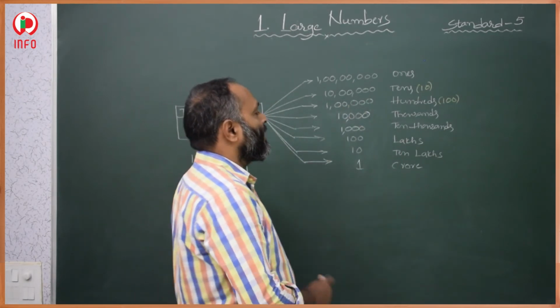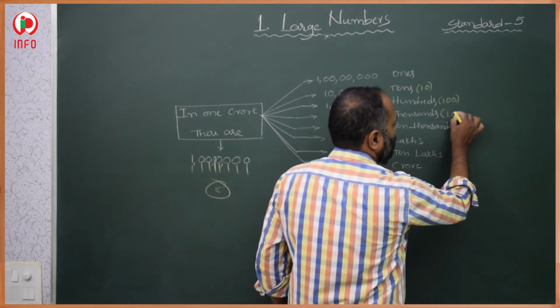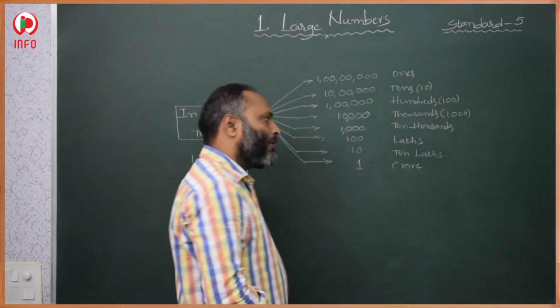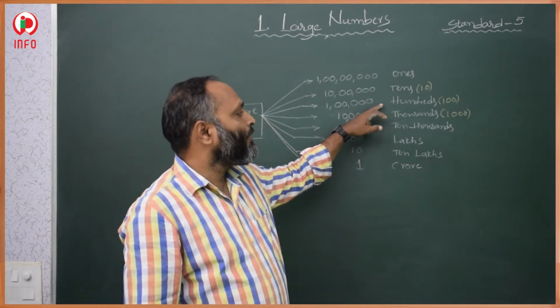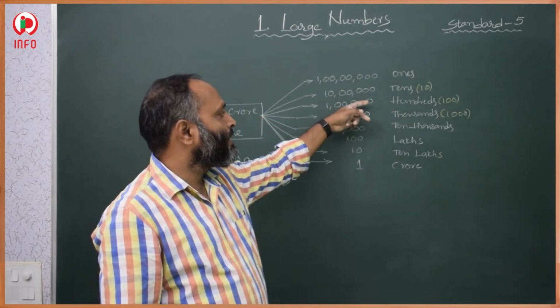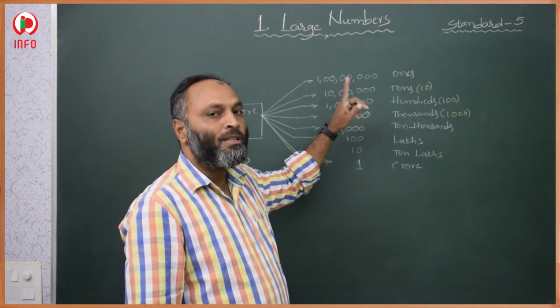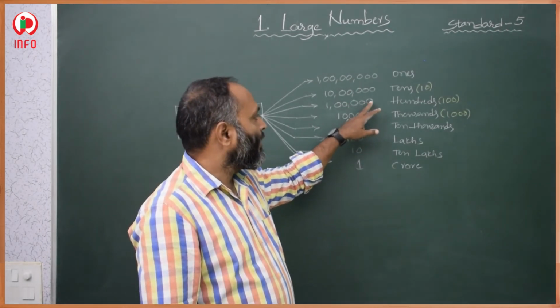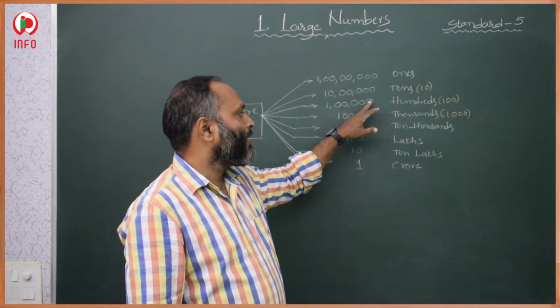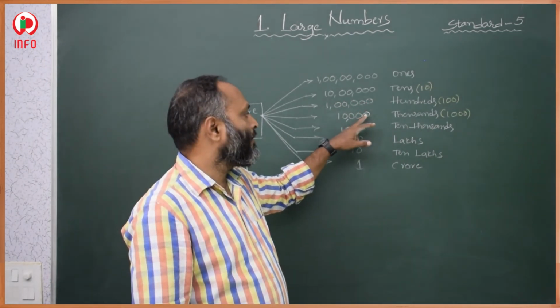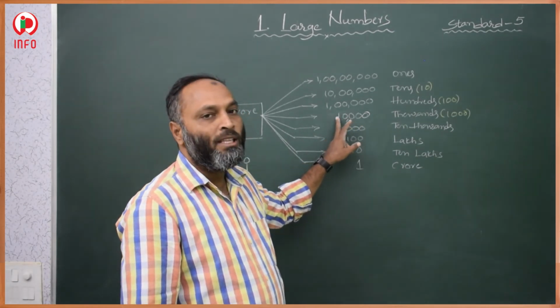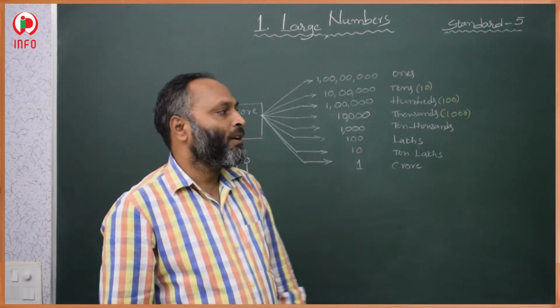Then in 1000 how many zeros were there? In 1000 3 zeros were there already. So we have to decrease 3 zeros from this, and it means we have to decrease one more zero from 100. In 100's place already how many zeros were there? 1, 2, 3, 4, 5. After decreasing 1 more zero, we get 1, 2, 3, 4 zeros. This many thousands there are in 1 crore.